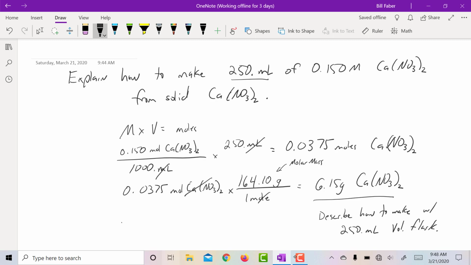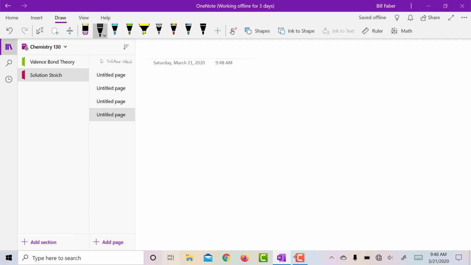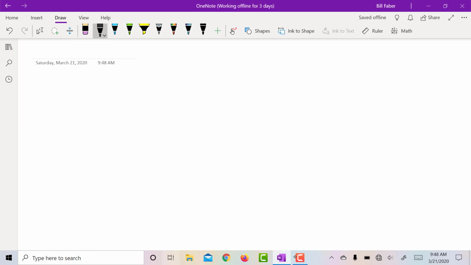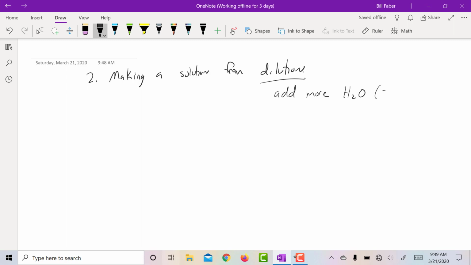But a lot of times you'll have a solution that is already made, and what you have to do is dilute it. So the second way is making a solution from dilution. And you might have heard that term before: the solution to pollution is dilution. And dilution really just means you add more water in this case, but any type of solvent will dilute a solution. So conceptually, think about what you're doing when you dilute something.